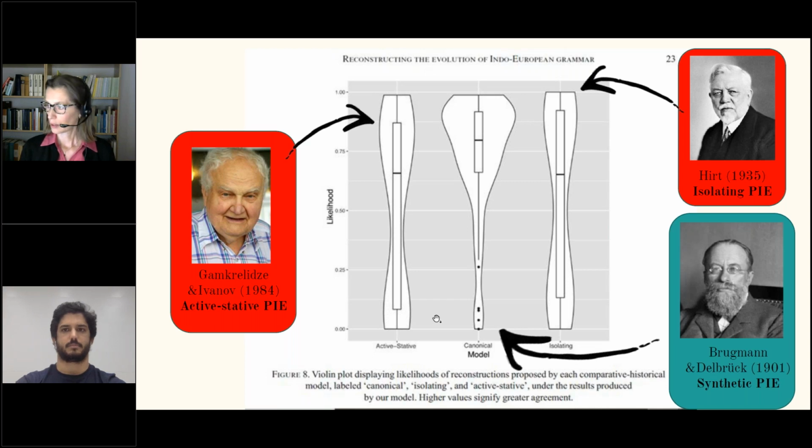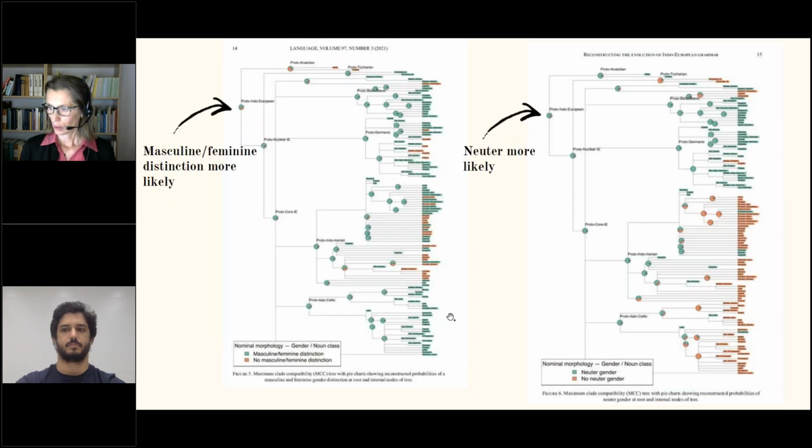And then a noteworthy result is the higher probability for a three-gender system compared to a two-gender system. In Indo-European reconstruction, there is a consensus on reconstructing a two-gender system, due to the fact that Anatolian doesn't have a feminine gender, it has only a common neuter. As you can see from these pie chart diagrams, the model finds it's more likely that Anatolian lost the feminine than that all the other languages achieved a three-gender system.